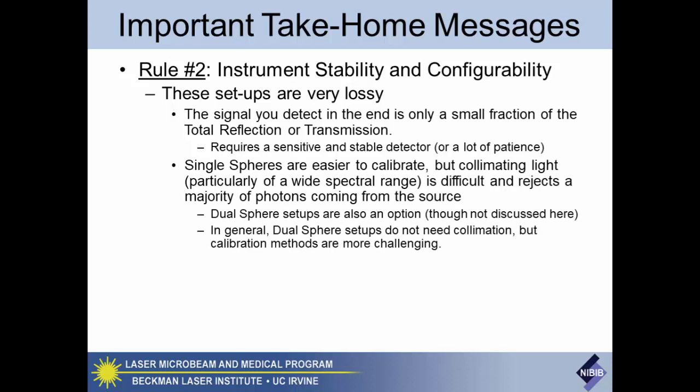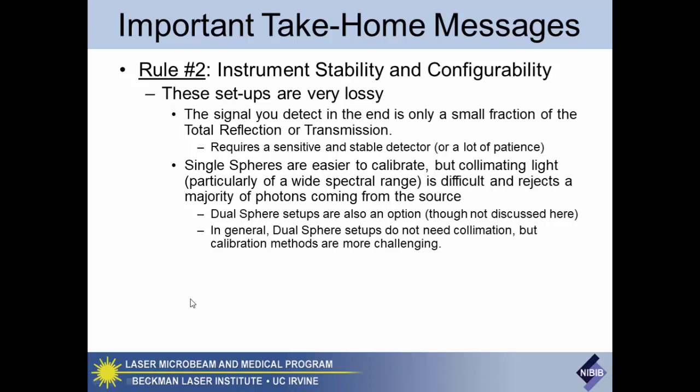Also, you have different configurations where you can have a single sphere setup. This would involve moving your sample from one physical location to another and making serial measurements. In this case, they're easier to set up and easier to calibrate, but it's heavily dependent on how well you can collimate your light source, because your physical measurements of transmittance and reflectance are at two different locations. If there's any issue with the collimation of the beam, you're looking at different parts, and you're going to have an error.